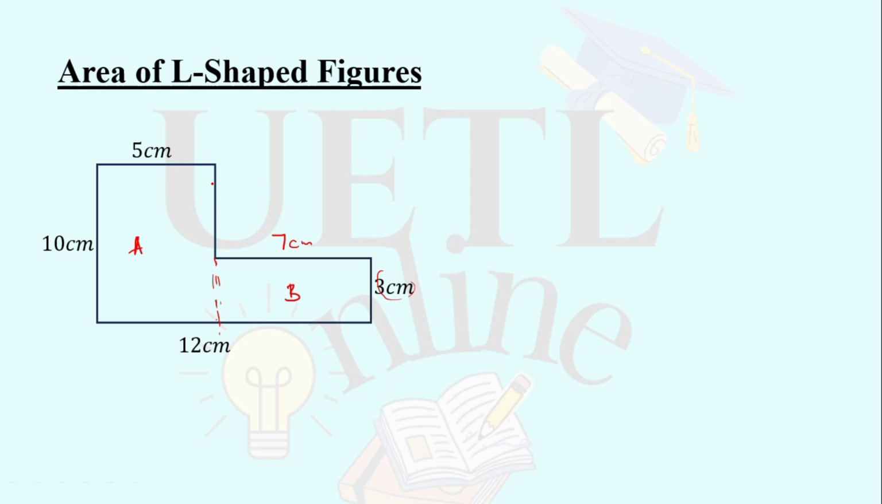In this case, you can see that this side is 12 centimeters, so we say 12 minus 5 to find the other sides here. So this is 7 centimeters. Now our next duty is to find the area of A. In this case, the length is 10 and the width is 5 centimeters, so we say 10 multiplied by 5. The area of A is 50 centimeters squared.